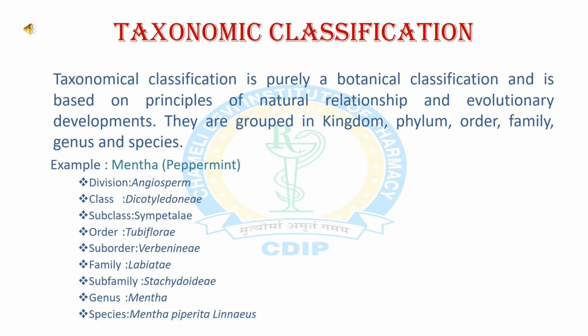So we can see the division is angiosperm, class is dicotyledon, subclass is sympetalae, order is Tubiflorae, suborder is Verbenineae, family is Labiatae, subfamily is Stachyoideae, genus is Mentha and species is Mentha piperita. So we can understand this classification on the basis of nomenclature.